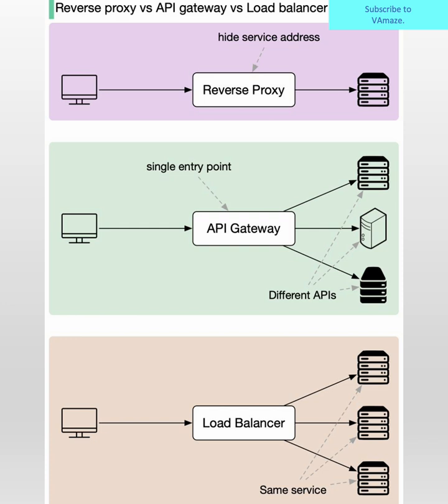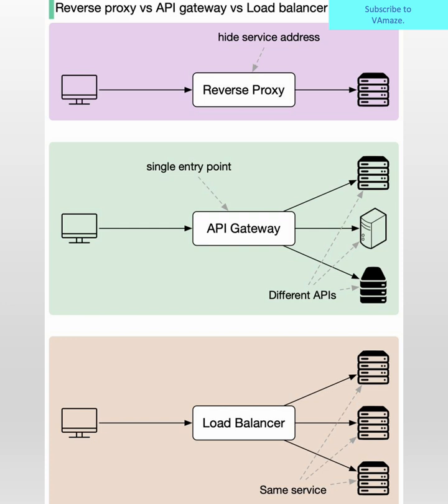Key differences and decision factors. Purpose distinction. Reverse proxy focuses on hiding and protecting backend infrastructure while providing optimization features. API Gateway emphasizes intelligent routing, API management, and microservices orchestration. Load Balancer prioritizes traffic distribution and high availability across identical services.